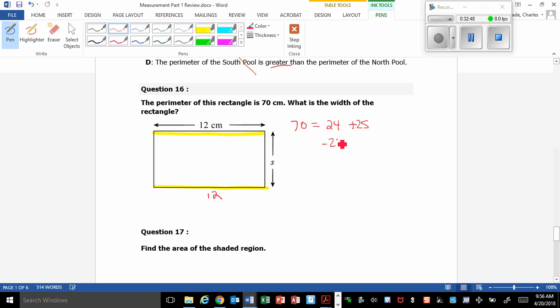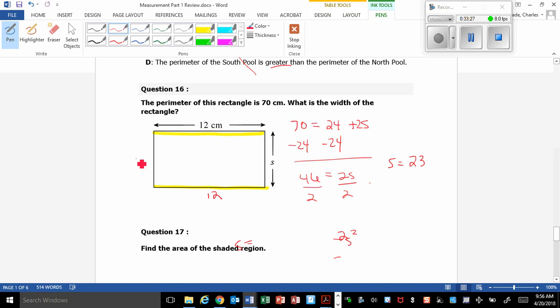So now we're going to subtract 24 from each side. So 70 minus 24 equals 46, equals 2S. And now because there's two sides and they're the same, 46 divided by 2 equals 23. Sorry about that. S equals 23.